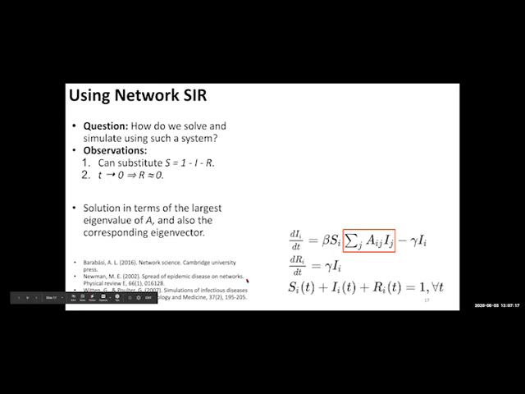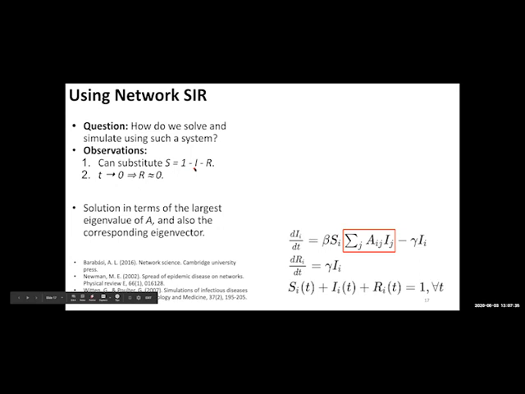So what is the utility of having such a set of equations? The idea existing in the literature is that, first of all, in the first equation where you see that S_I, you can substitute 1 minus I_I minus R_I because of that third sum that you saw on the right.